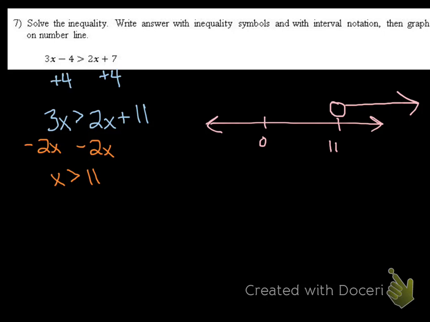With our interval notation, we want to go from lowest to highest, and so the lowest possible number for our solution is 11, and the highest, we don't have an upper limit, so the highest would be positive infinity. So here's what our interval notation would look like. We would use a round bracket next to 11, and then we would write a comma and put infinity to show that our solution increases forever.